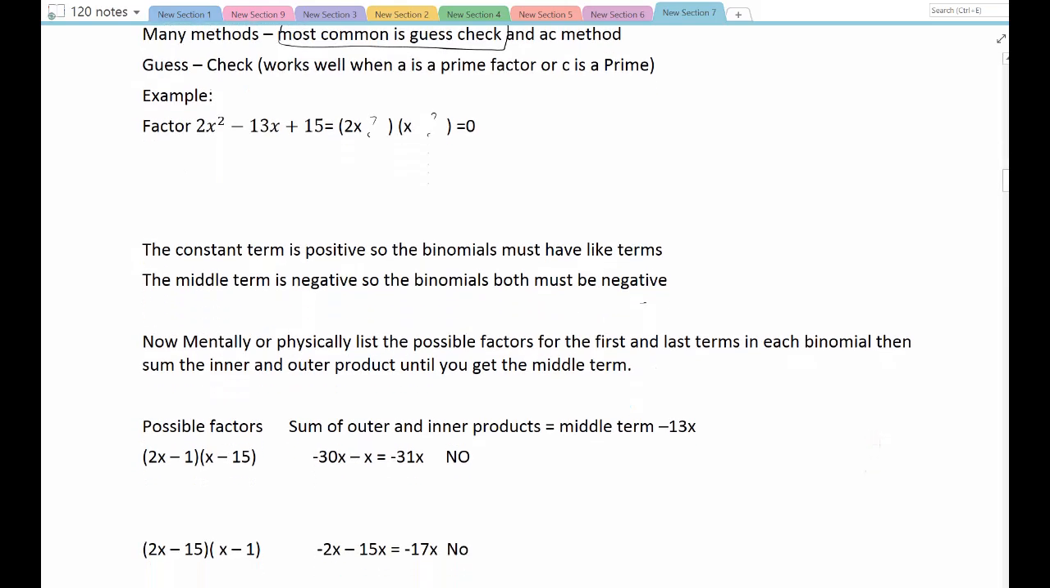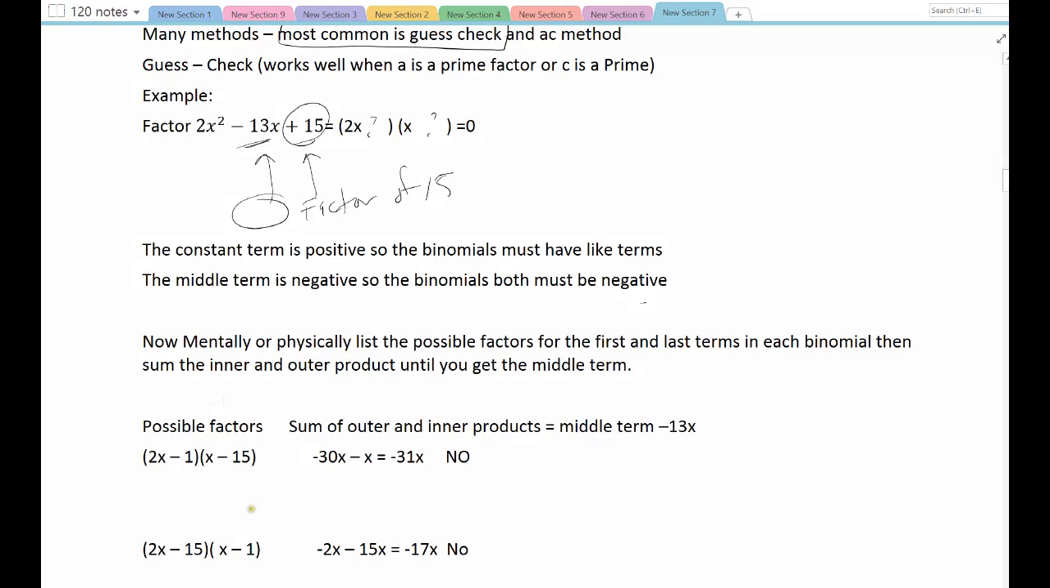And so the guess check method, well, we're still going to look at these. We're going to guess with 15. What are the factors of 15? When I do my multiplication, it's got to add up to negative 13. When I check my outside terms and my middle terms, it's got to add up to negative 13.